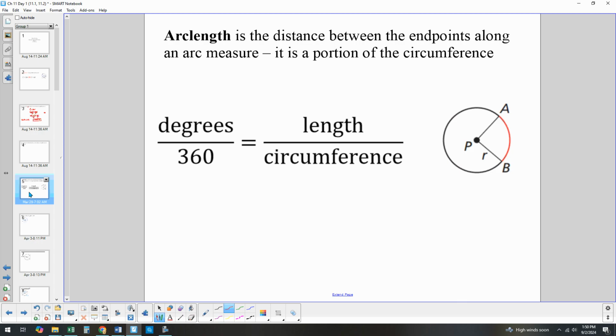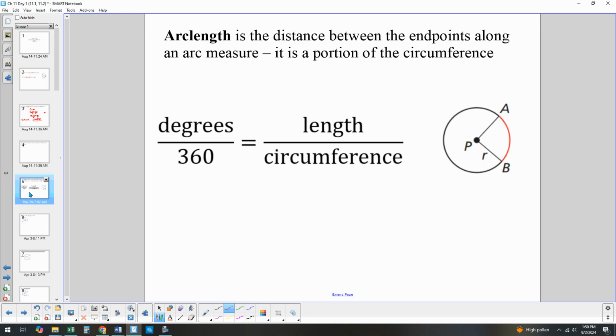The arc length. So we've talked about arcs, and we've talked about the measure of arcs, measuring them in degrees. But since circumference is a measure of length or of distance, we can also measure an arc in its distance. So the arc length is the distance between the endpoints along an arc measure. It is a portion of the circumference.